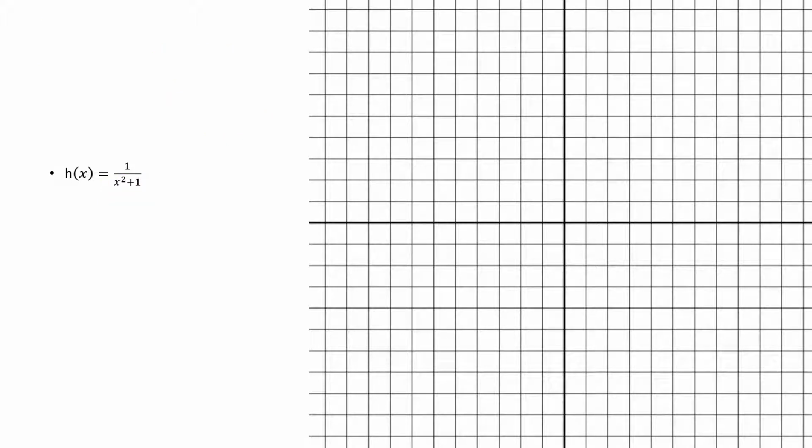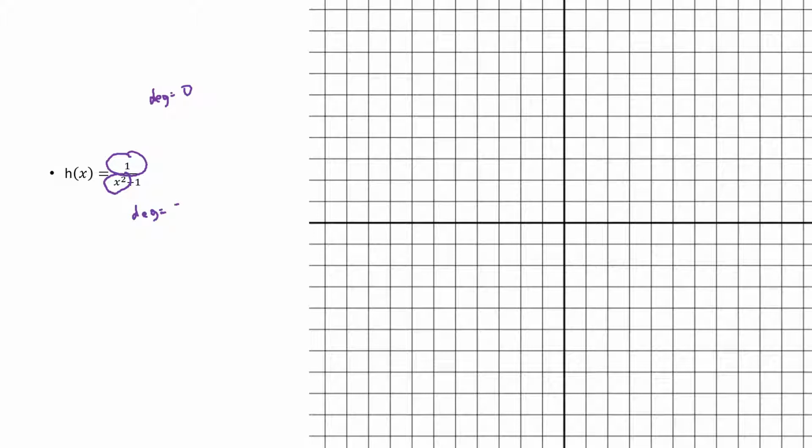Is there a horizontal asymptote? Well, what's the degree up here? There's no x, so we know that the degree is 0. What's the degree down here of the leading term? Well, the degree is 2.